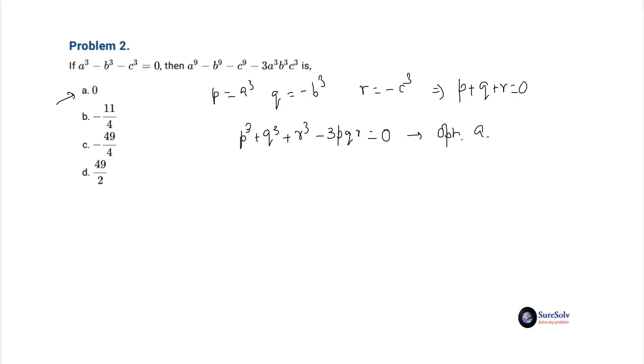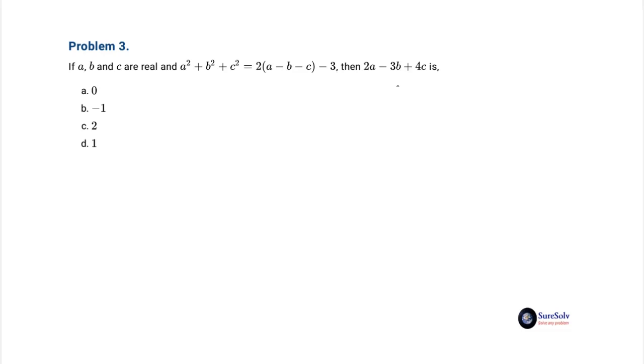Let's solve the third problem. This is a different kind of problem. This problem states, if a, b and c are real and a square plus b square plus c square equal to 2a minus b minus c minus 3, then 2a minus 3b plus 4c is option A 0, option B minus 1, option C 2, and option D 1. Comparing the two expressions, we find that there is no way we can transform the given expression to the direct expression. So there is only one possibility of finding the values of a, b and c from the given expression itself.